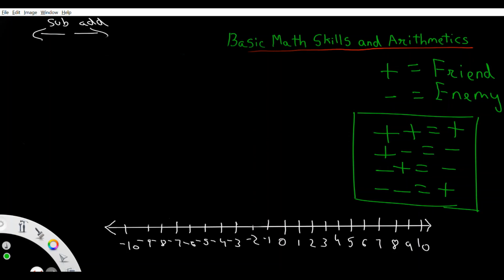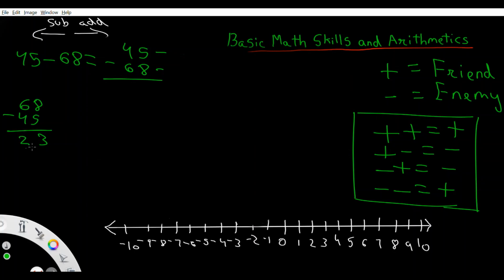Let's look at two more examples. So what if you have 45 and you want to take away 68 from it? So again, you write it like 45 take away 68. But notice something different, that the first value is this time smaller than the second value. So what you do is you swap them around to make it 68 over 45, and then you can do it. 8 take away 5 is 3 and 6 take away 4 is 2. But since you swapped them, this positive becomes negative 23.